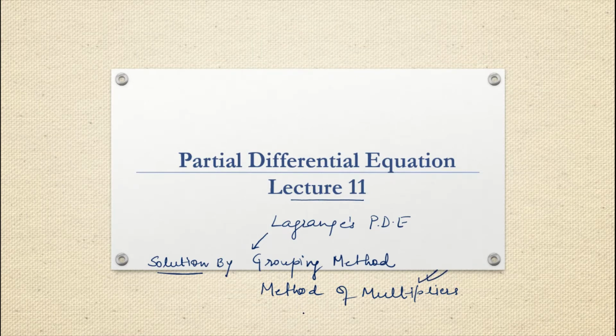Since we have covered the grouping method and the complete concept of Lagrange's PDE and the reason for using Lagrange's auxiliary equation and all, today we will not focus on those things, right? We are going to start with the method of multiplier.